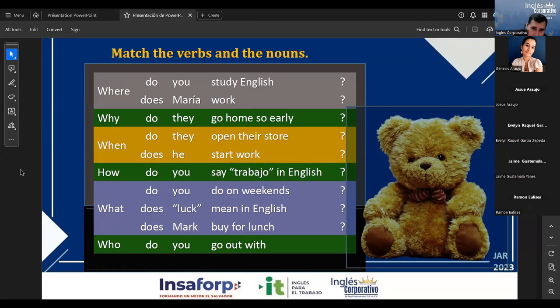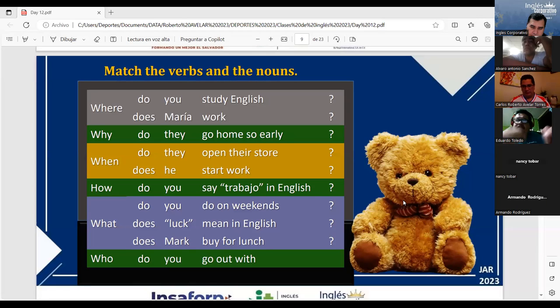Where do you study English? Where does Maria work? Why do they go home so early? When do they open their store? When does he start work? How do you say trabajo in English? Where does Maria work?